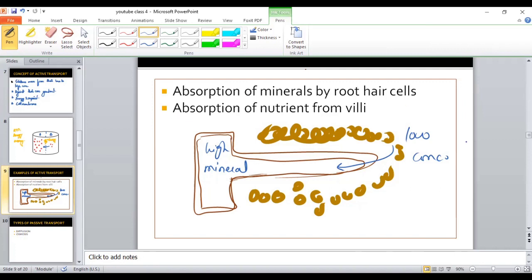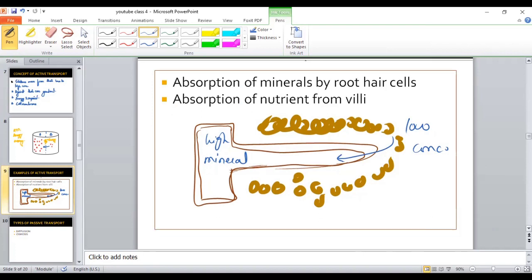Then absorption of nutrients from villi is also an example here. Glucose is present in high amounts in the blood and low in the small intestine, but again from the small intestine, glucose is moving into the villi, into the blood capillaries present in the villi. So this is also an example of active transport.